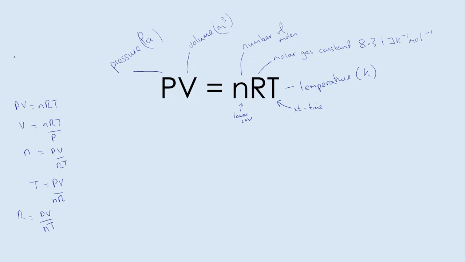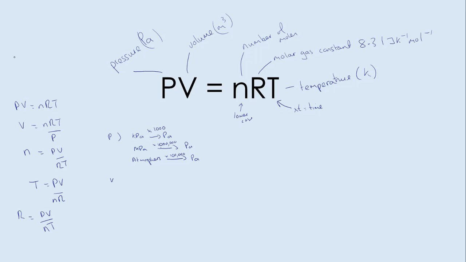Now, the other thing we need to worry about is units. So we need to make sure we get everything in the correct units. So let's do it one at a time. So the pressure, if I'm given it in kilopascals, to go to pascals, I times by 1,000. If I'm given it in megapascals to pascals, I need to times it by 1,000,000. If I'm given it in atmospheres, then I need to times it by 100,000, because 1 atmosphere is 100,000 pascals.